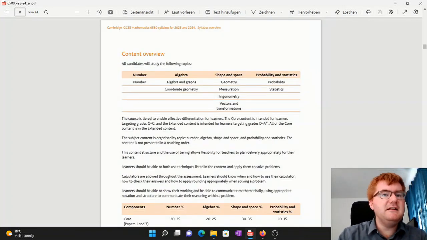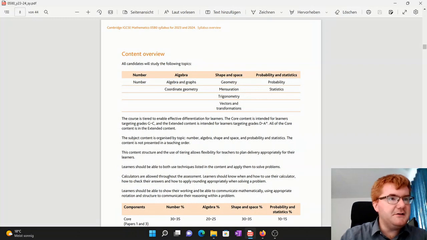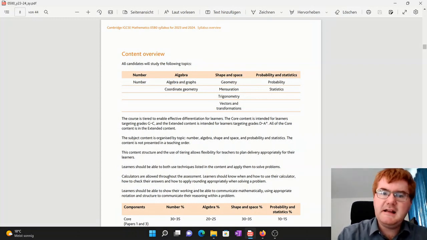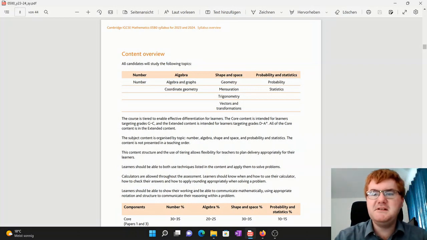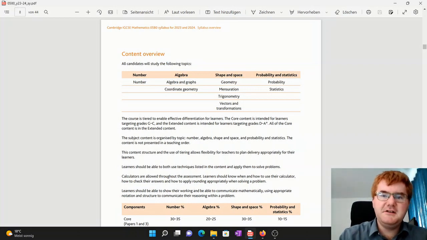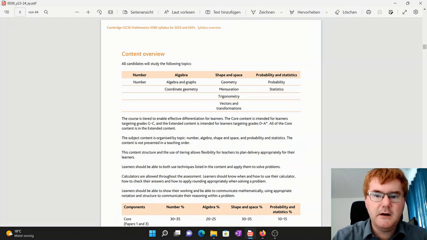So the key things to realise in terms of content, all candidates will study the following topics, and this is what's to be expected. So again, number skills, algebra, shape and space, and probability and statistics, and you can see all the information there as well.